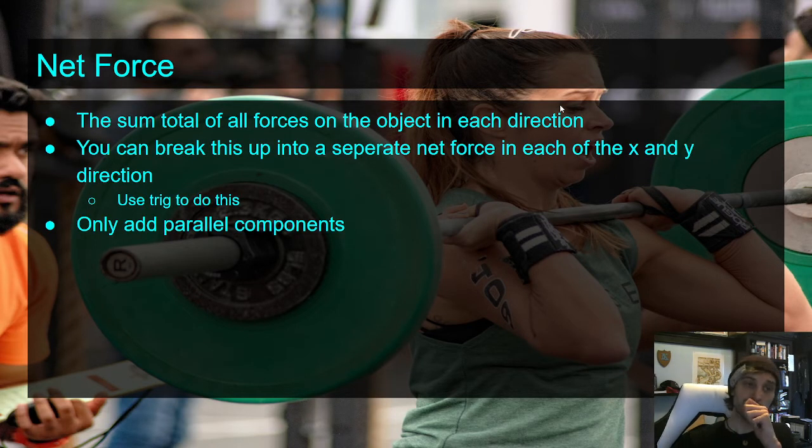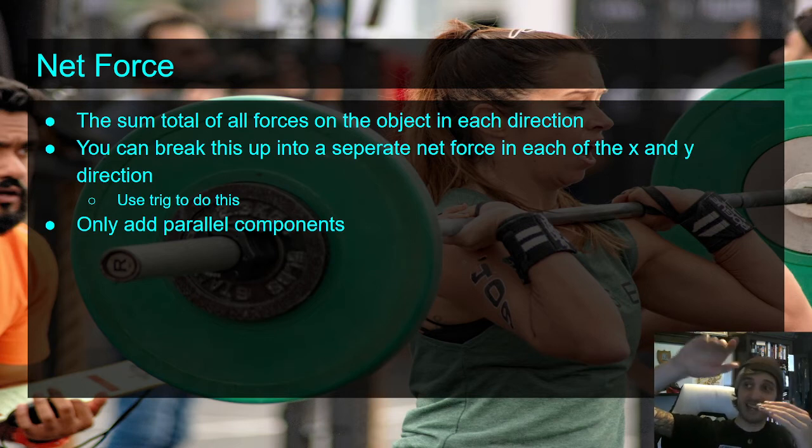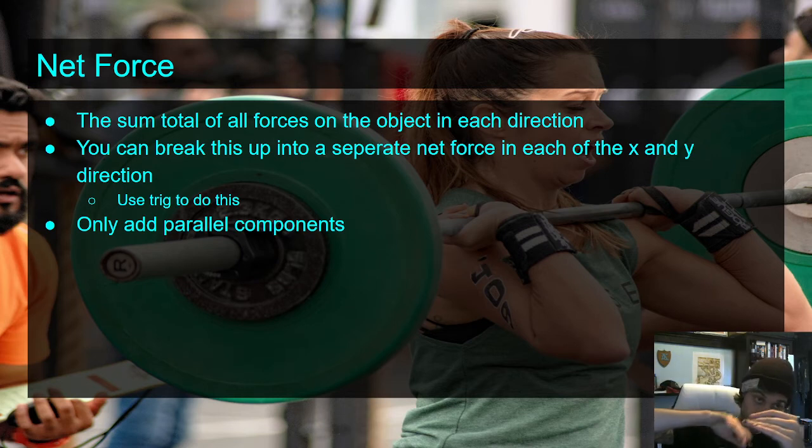So, net force is the sum total of all forces on the object in each direction, including their directionality. Way more complicated than it needs to be. If you've heard of the phrase net worth, what that's referring to is how much money someone has, but it includes any debt that they have. So you take anything they have that's valuable, and that's positive. You take anything they have that's debt, and that's negative. And when you combine those two things, it gives you the total amount of their worth.